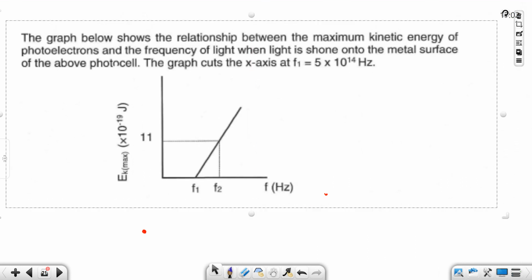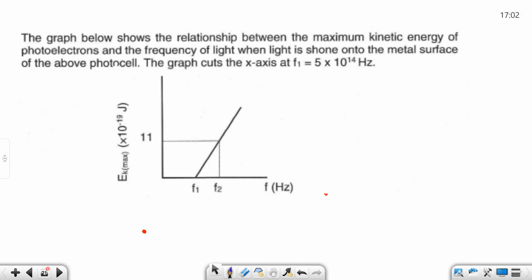Okay. How would you get F2? There are so many ways. What do you know that is associated with F2? Kinetic energy. Right? So we know, what do we know? We know that E equals to what? Work function plus kinetic energy.